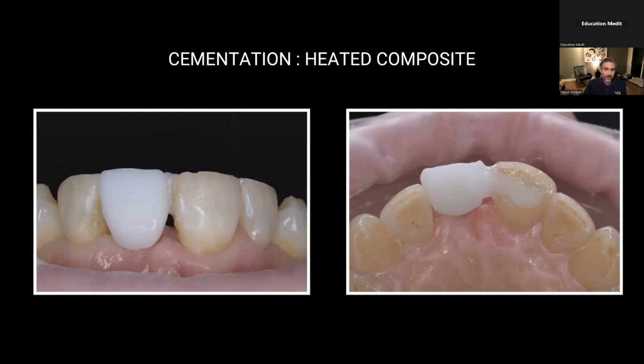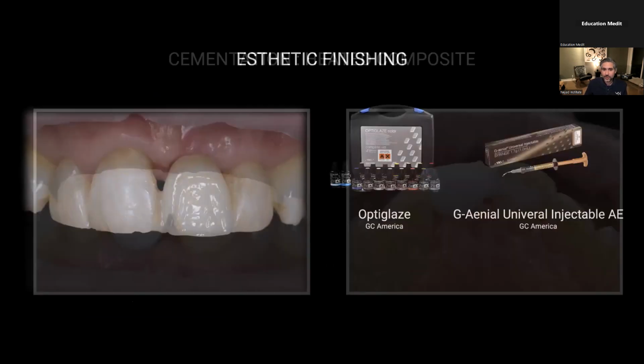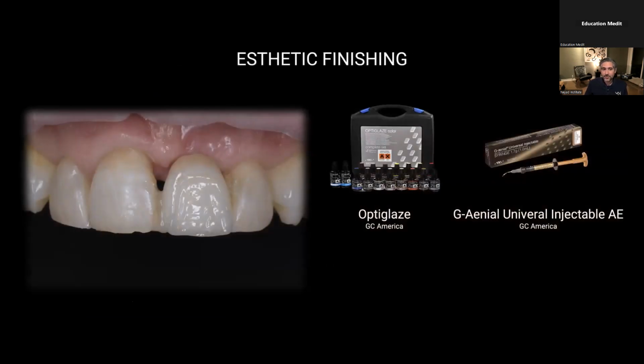So here we have that Maryland bridge cemented. Okay. So obviously the shade is not acceptable, but we already know that, and we're going to be working on it. So as before, I'm going to use OptiGlaze, and I'm using the B. I use the pink orange. So this area is pink orange.